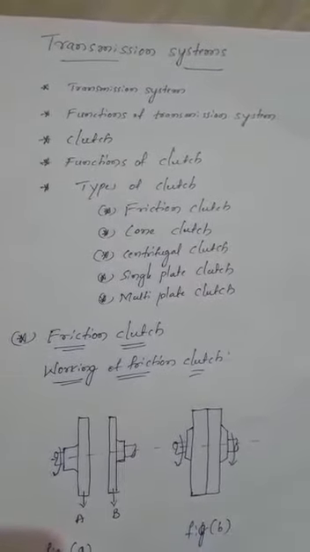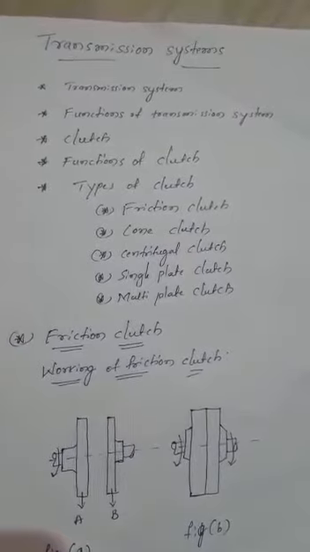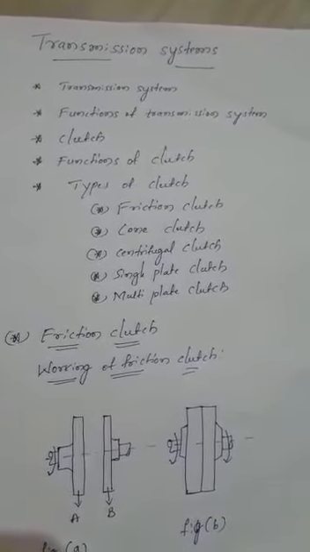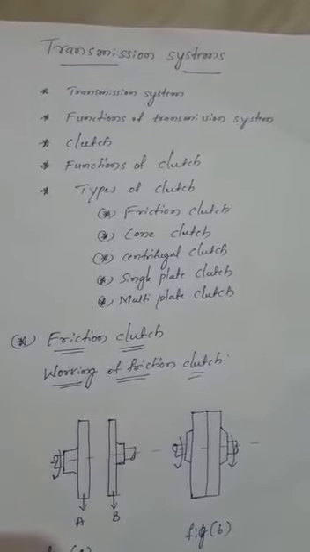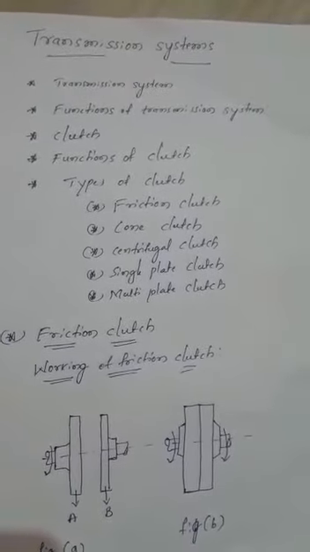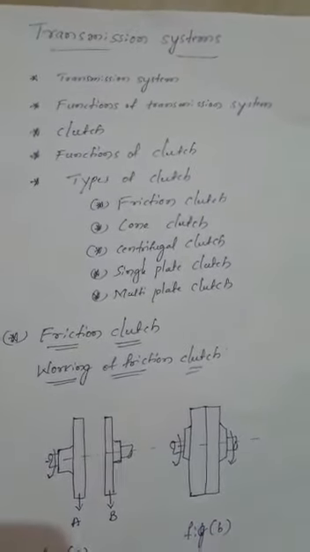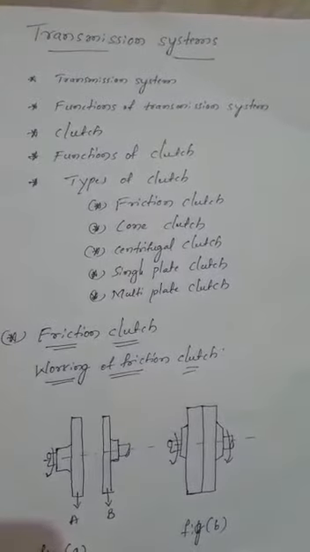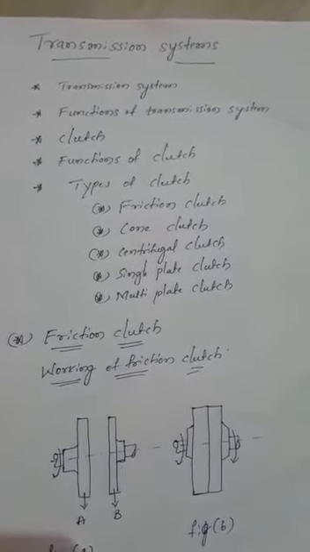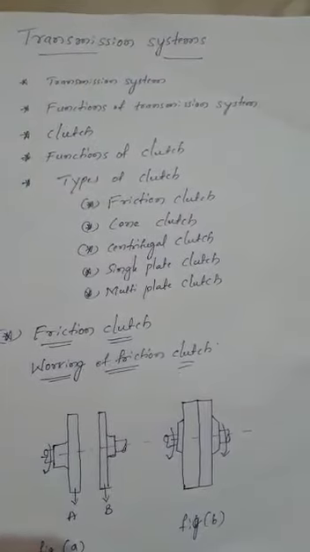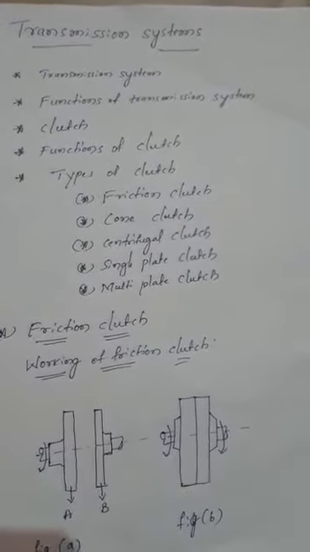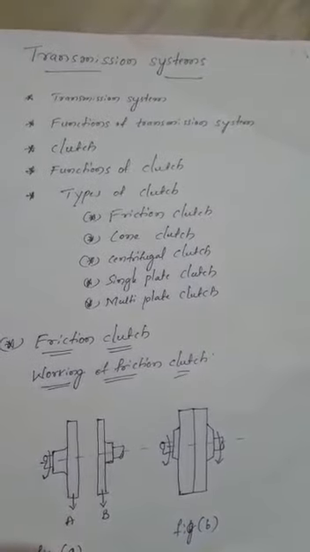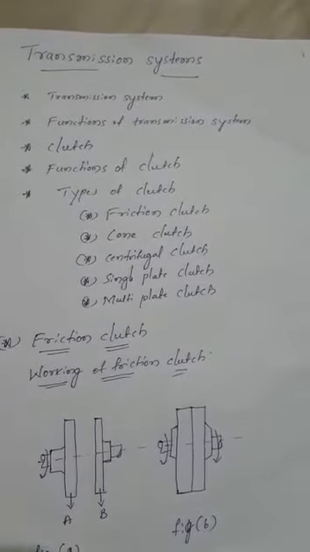The first one is, it disconnects the engine from the driving wheels when required. The second one, it changes the ratio of output torque to input torque as desired. And the third one, the engine is connected to the driving wheels without any jerks. And the fourth one, it turns the drive through a right angle.